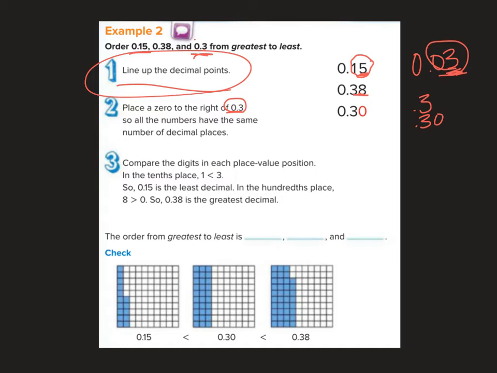So now we're going to start with the ones place. They're all the same. Can't use that. Going to go next to the tenths place. I've got a 1, a 3, and a 3. So which one has more money? The one that has 1 dime or 3 dimes? 3 dimes, right? So this is the smallest one. And we're supposed to compare from greatest to least, so this is going to be in third place.